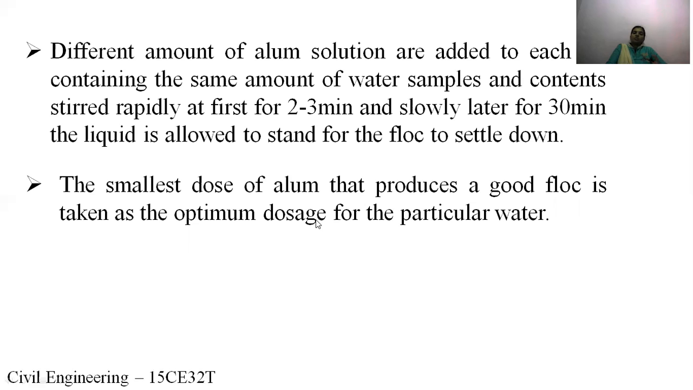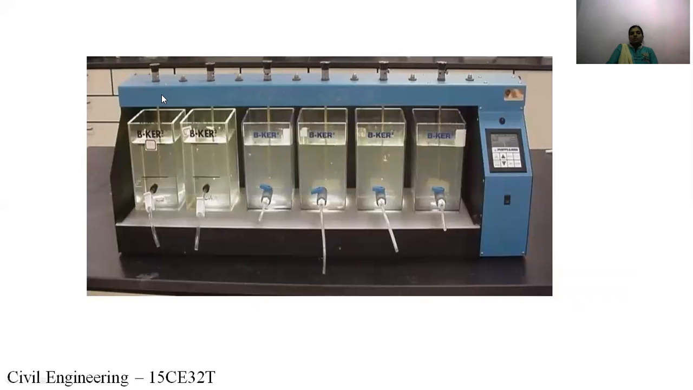Whichever is the smallest dosage that gives a good flock, that one we will consider as the optimum dosage for the particular water. So this is the horizontal shaft. Vertical stirring rods are provided with the paddles. Multiple stirrers will be provided. Jar 1, 2, 3, 4, 5, 6, each having 1 liter capacity.